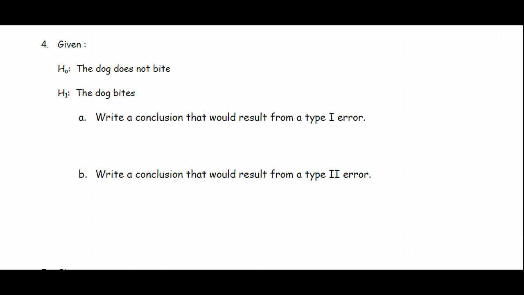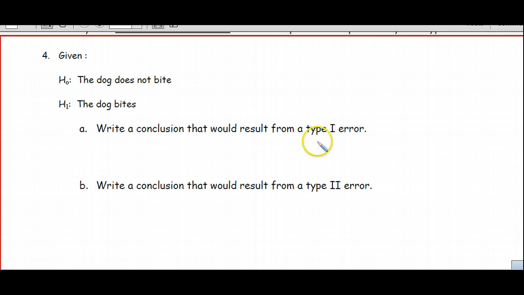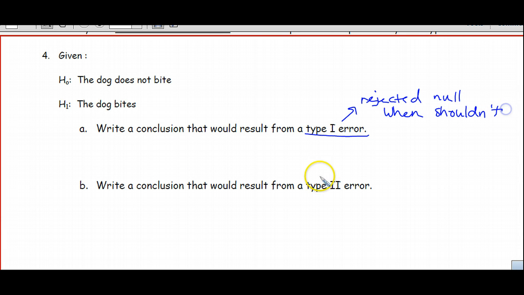Write a conclusion that would result from a type 1 error. So if I have a type 1 error, that means that I rejected the null when I shouldn't have. And a type 2 error is when I fail to reject when I shouldn't.